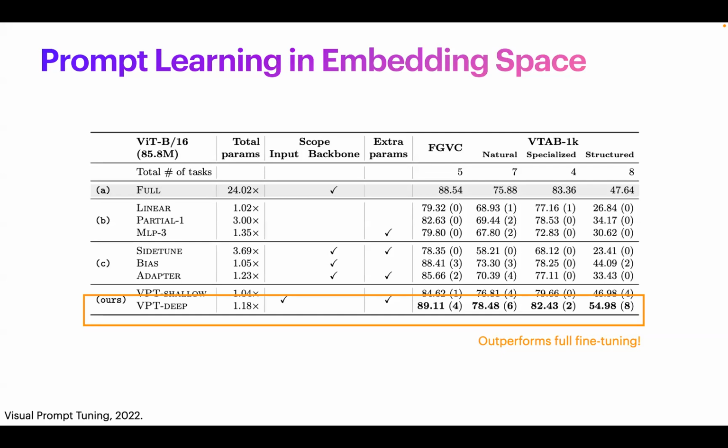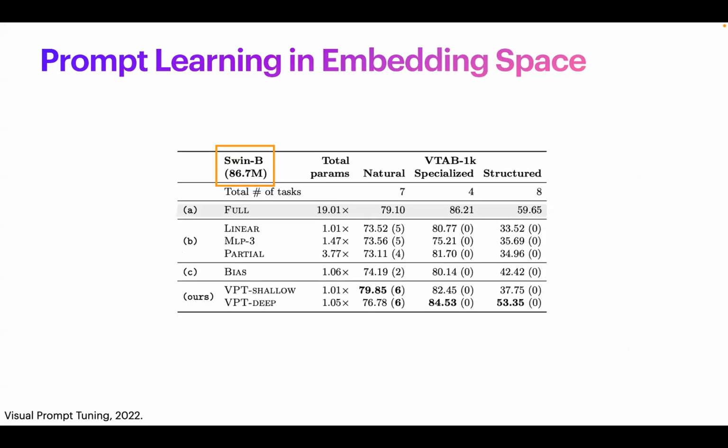But this is still an open question: what is a good recipe for visual prompting to work very well? Because if you switch the model architecture or the training base, then the model does not outperform full fine-tuning. So it is still an open question what is the best setting where prompt tuning exceeds full fine-tuning.